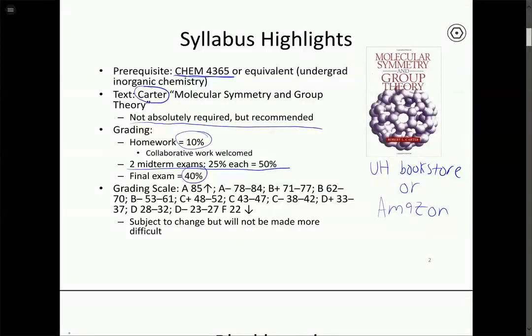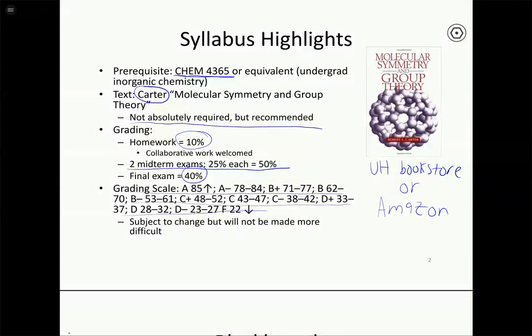Now this scale I set based on how students did the first time I taught the course, and it's worked well for both semesters that I've taught this. This is now my third time doing Physical Inorganic 1. And here's what we have. If you want to get an A, you need to get 85 or above, A minus 78 to 84, B plus 71 to 77, and so on.